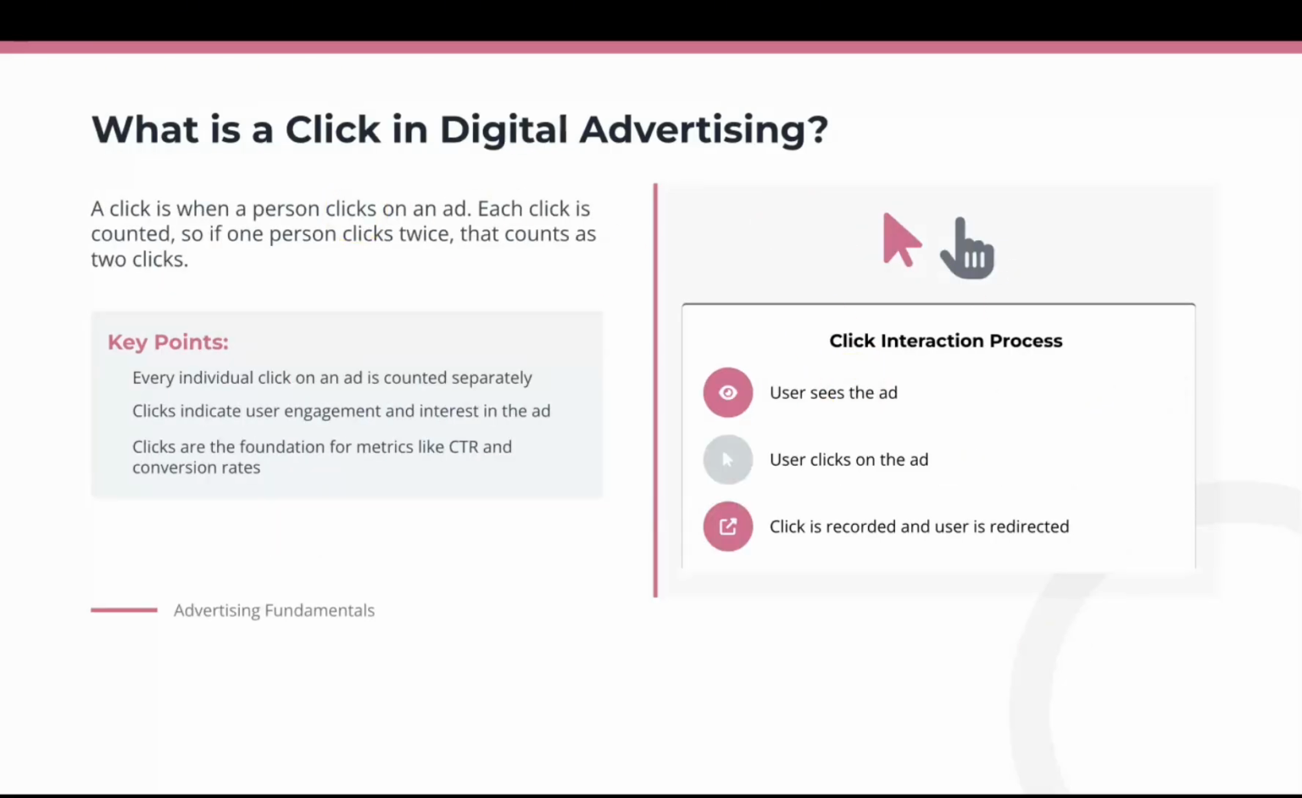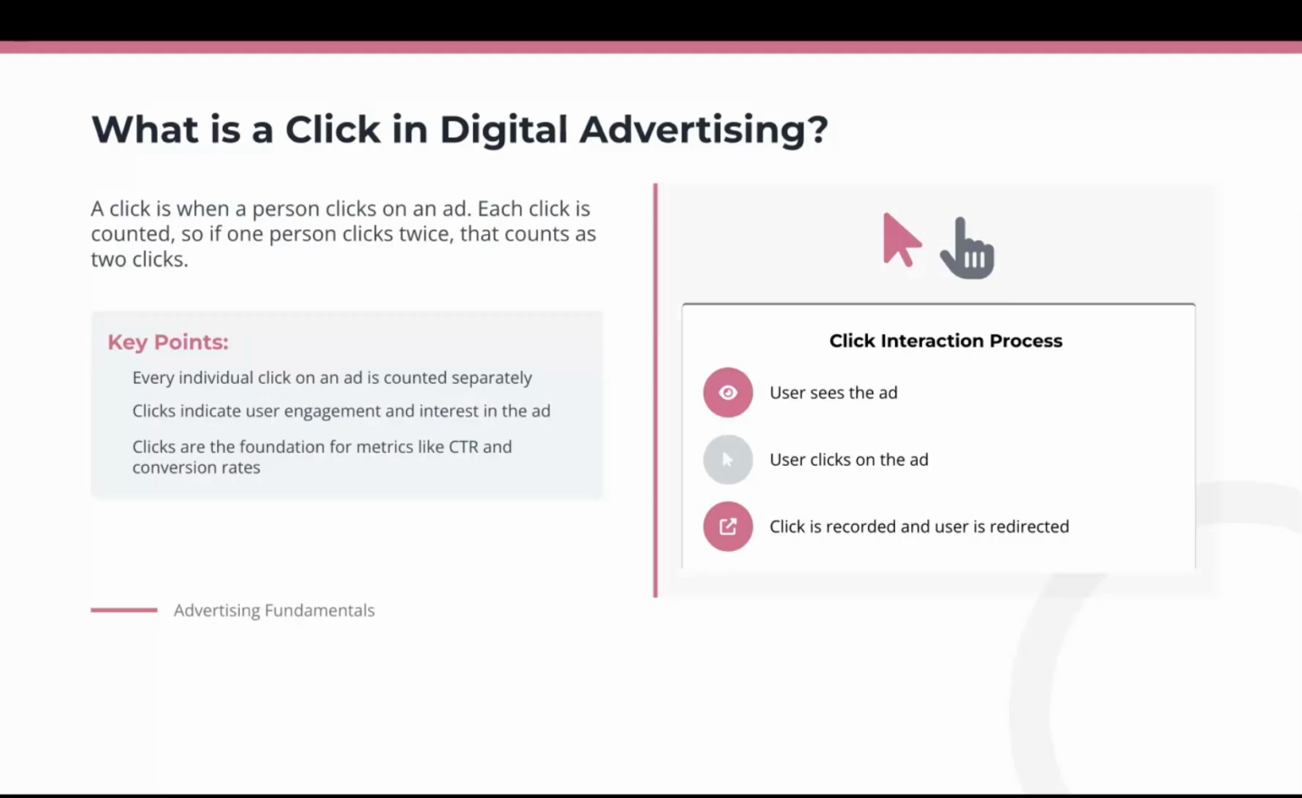So what is a click in digital advertising? Now, a click is pretty simple. It's whenever someone clicks on an ad, each click is counted. So if the person clicks the ad twice, then it would count as 2 clicks.